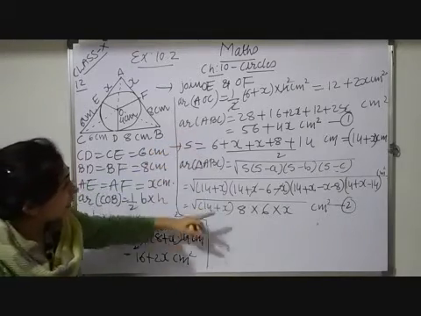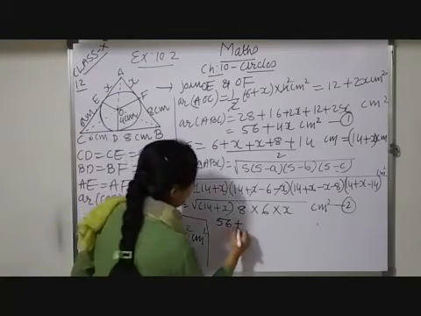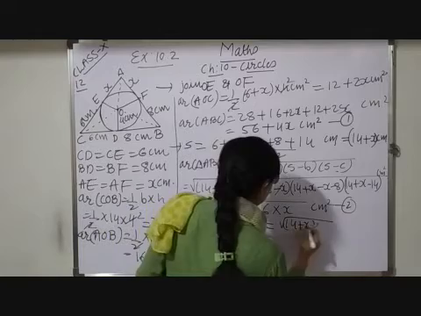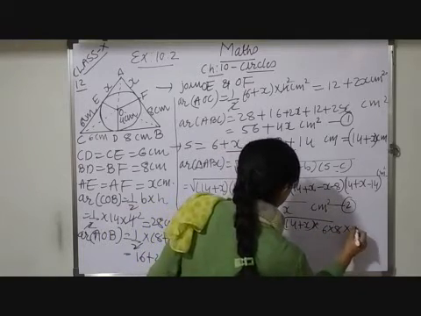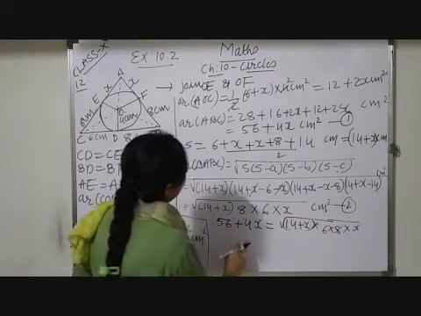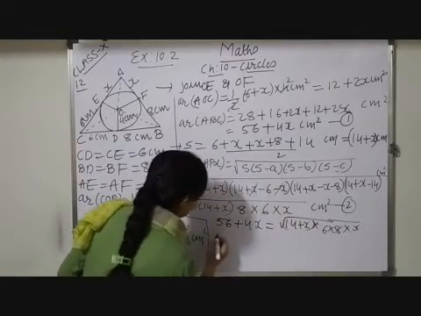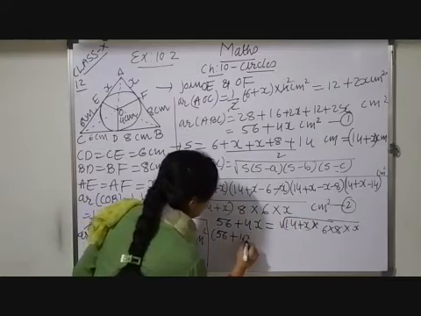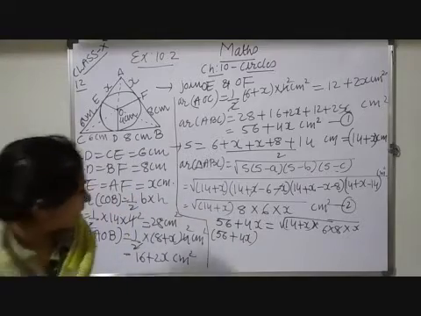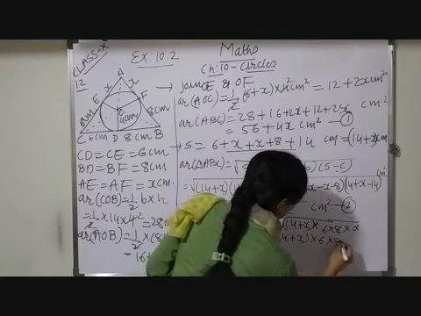So, equating 1 and 2, here I will get 56 plus 4x, which is equal to under root of 14 plus x, into 6, into 8, into x. Now, squaring on both sides, this root will be removed. So, 56 plus 4x, and if you want to simplify it a little bit more, okay, leave it. So, the square, which is equal to 14 plus x, into 6, into 8, into x.